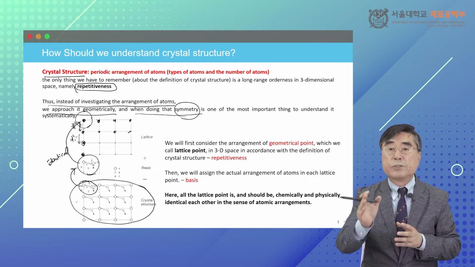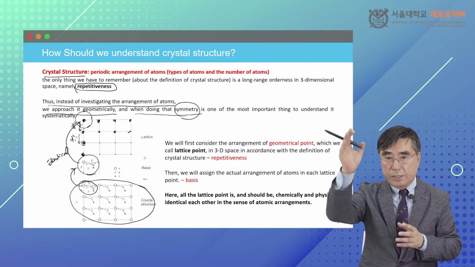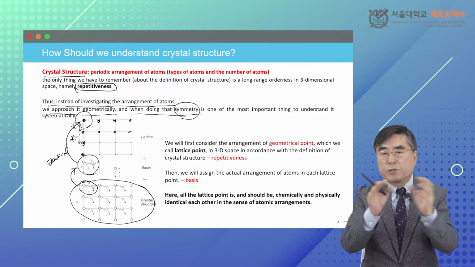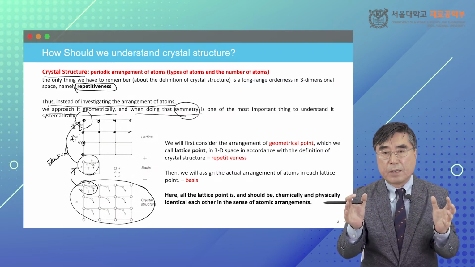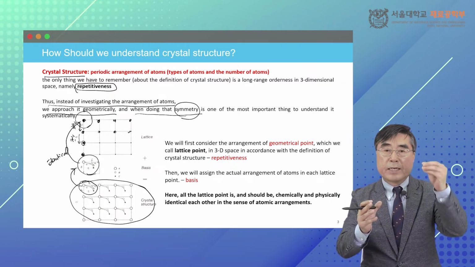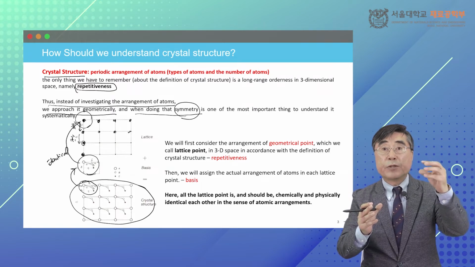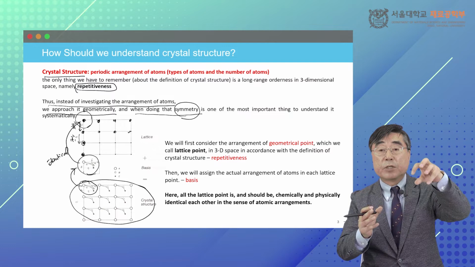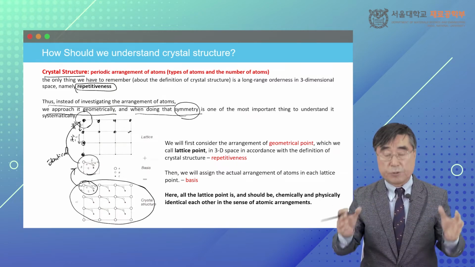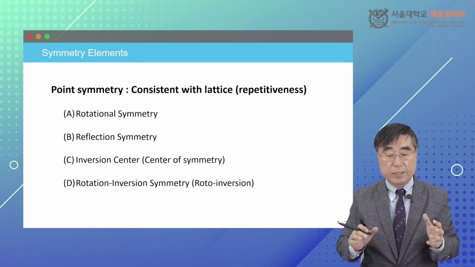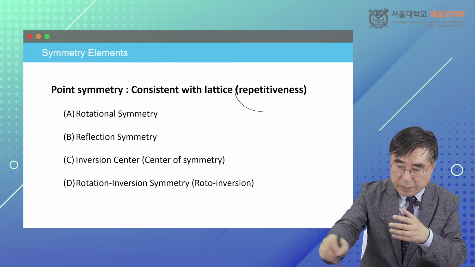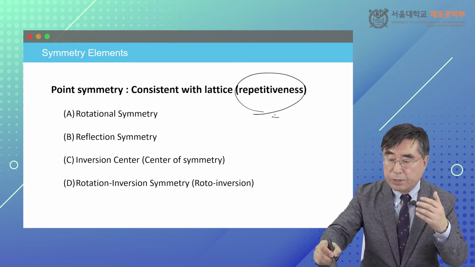In three-dimensional space, there are the a, b, and c vectors, and we put geometrical points. These geometrical points are just geometrical points. This is what we call lattice points, and a lattice point just designates this repetitiveness. Now we put a chemically and physically identical arrangement of atoms on each lattice point, because the lattice points should be identical. Then we can understand these complicated crystal structures. So these are the basis of understanding crystal structure. Now, in order to do that, there are symmetry elements along with repetitiveness. Of course, this is the basics, but we put the symmetry elements in there.